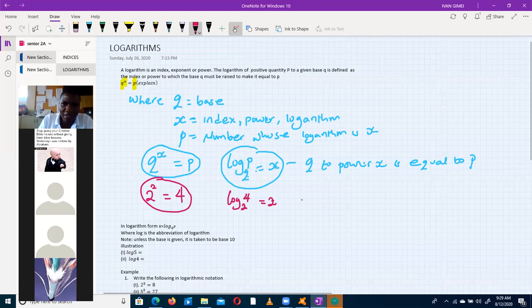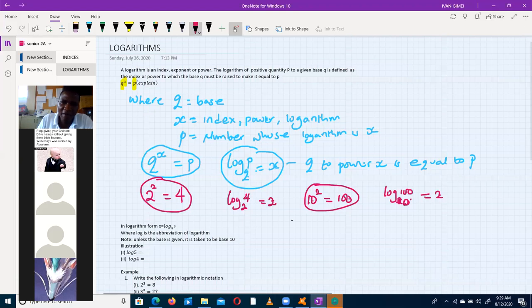The other example is 10 squared. 10 squared is the same as what? 100. This is in index notation. How do you write this in terms of logarithms? We say log of 100 to base 2, I mean to base 10, must give me 2. We are simply saying, to which power should I raise 10 to get 100? 10 to the power of 2 is the same as 100.